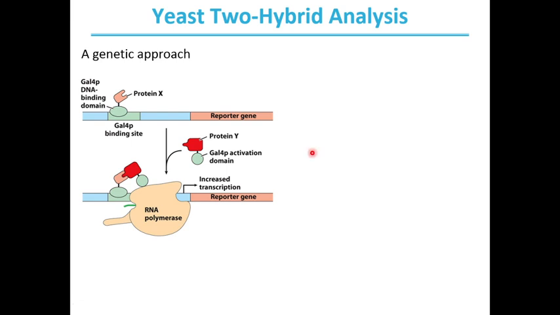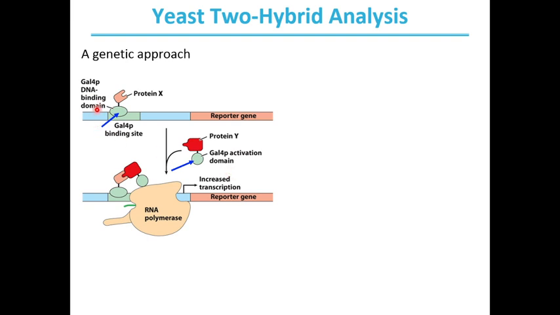A sophisticated genetic approach to defining protein-protein interactions is based on the properties of Gal4P protein, which activates the transcription of Gal genes, or the genes that encode for galactose metabolism. Gal4P protein in yeast has two domains that are shown here in blue arrows. The first domain is a DNA binding domain for Gal4P. The second domain is a Gal4P activation domain.